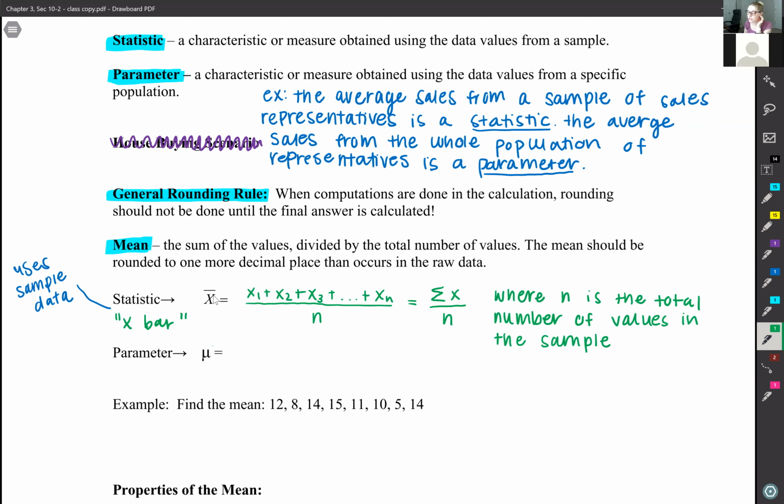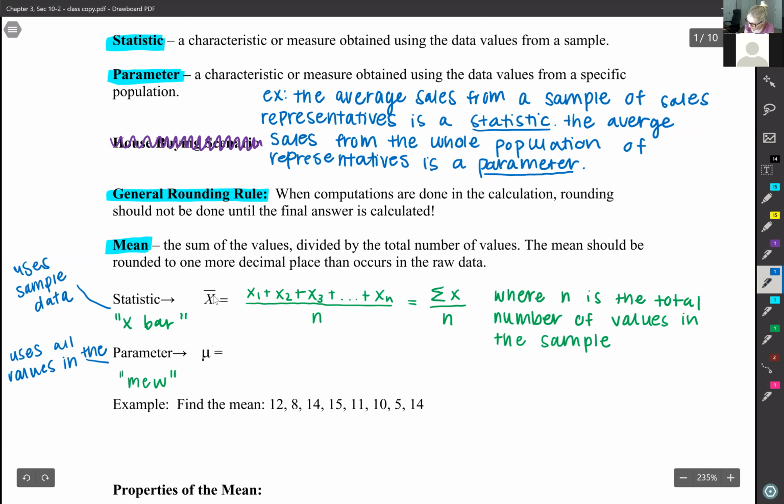So it's the same thing as the definition, you just add up all of the values and divide by the total number of values. And then let's talk about this one below, which is a parameter, and I just want to tell you that this is pronounced as mu, just so you know. Kind of a fun looking U, but it's pronounced as mu. And this is just when you're using all values in the population. Let me just make that distinction. So it uses all values in the population.